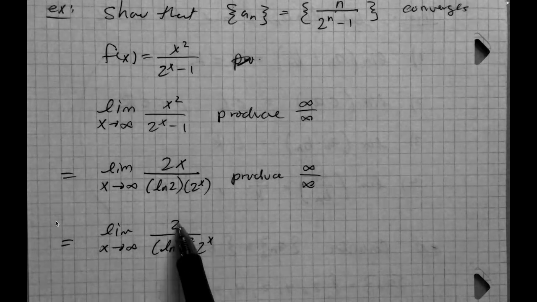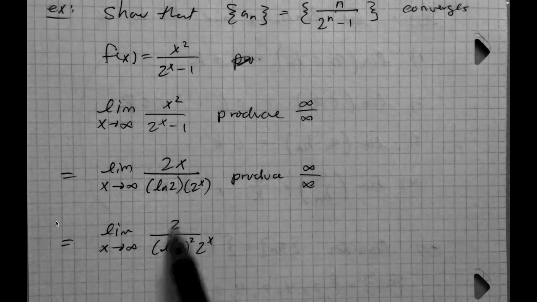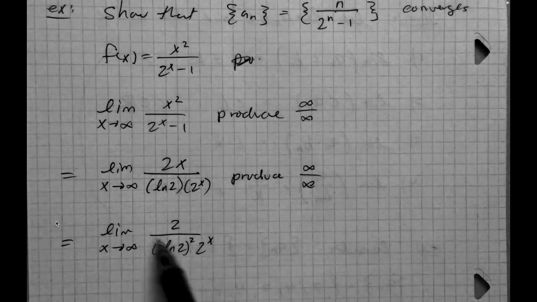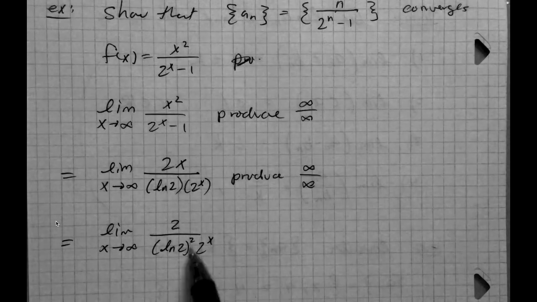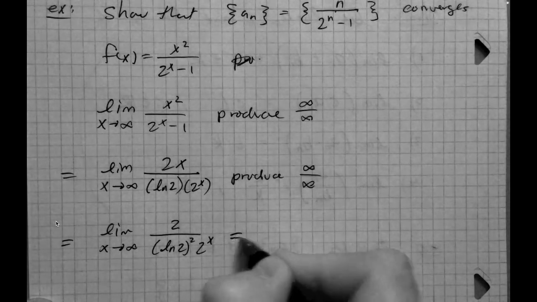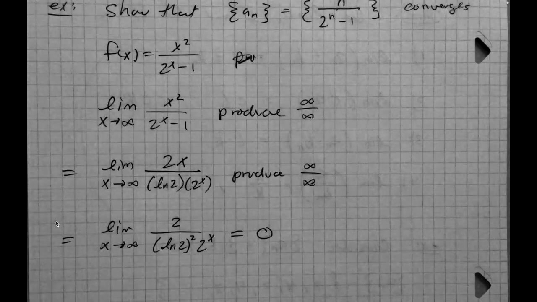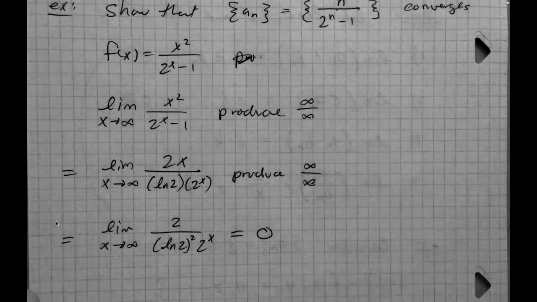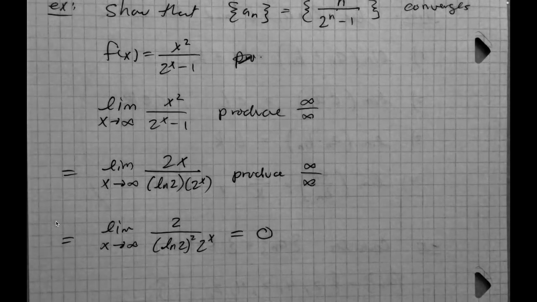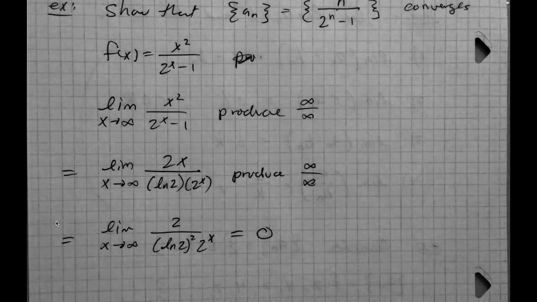Well, this is 2 over the natural log of 2 squared, so that's some constant, but this thing is being divided by 2 to the x, which is going to grow without bound. So this is equal to 0. Okay, so let's recap, because the chain of implication here is important.